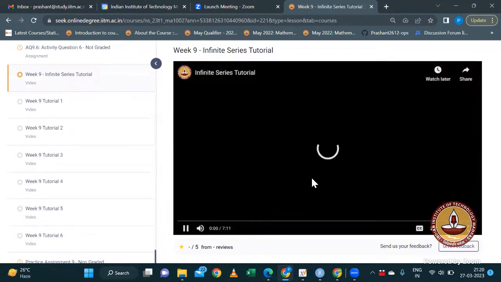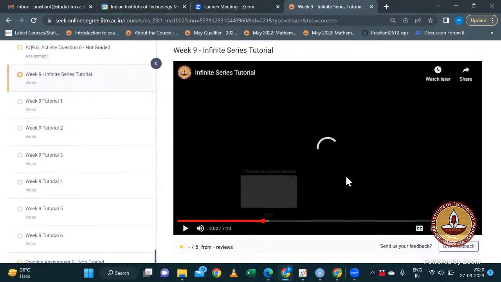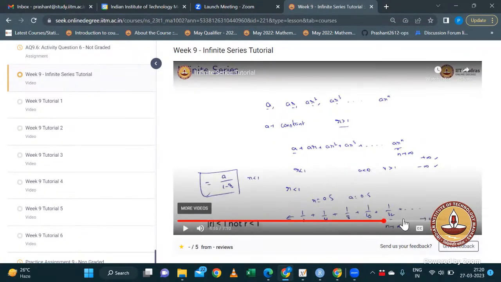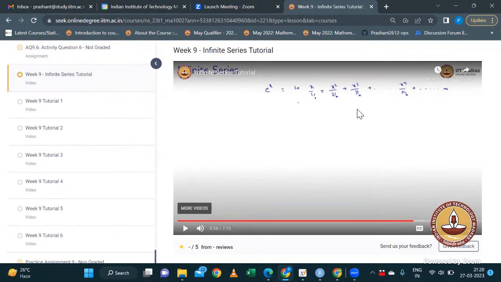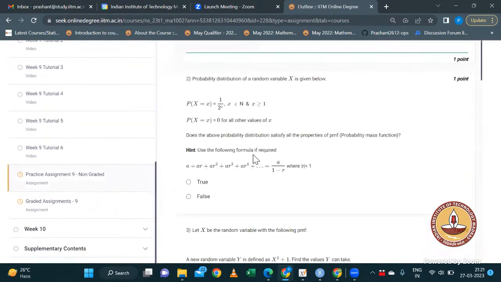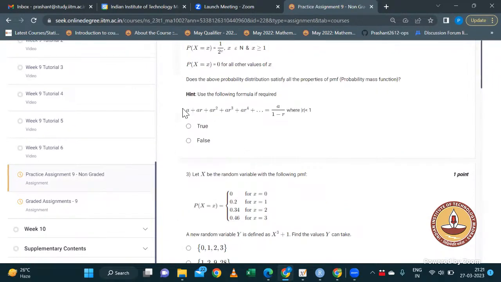That's why we have embedded one tutorial for the infinite series. As you can see, all the things have been explained here, this A and R, as I have discussed. One example is also taken. So some things you can keep in your mind. Just watch this video, you will get a clear idea. Sometimes we provide the formula also, so no need to worry about that.